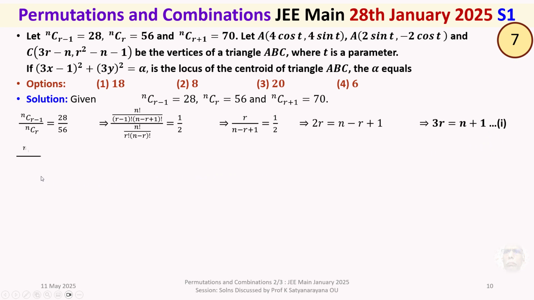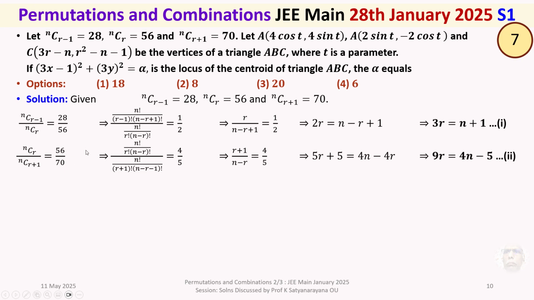Now, secondly, we take nCr by nC(r+1) is equal to 56 by 70. Write down the formulae, that is equal to 4 by 5. And after cancellation, you will get (r + 1) by (n - r). Simplify, you will get 9r is equal to 4n - 5. That is the second equation. And solving the first and second equations, we get r is 3 and n is equal to 8.